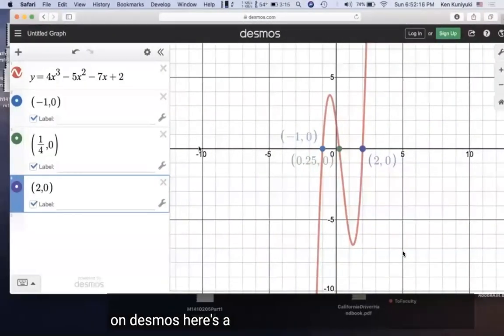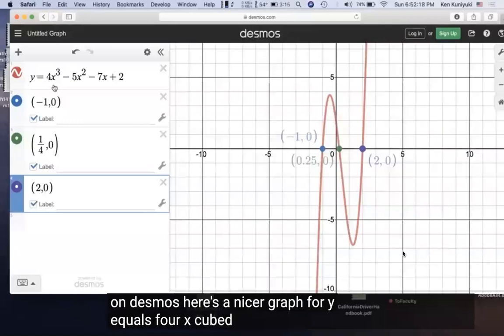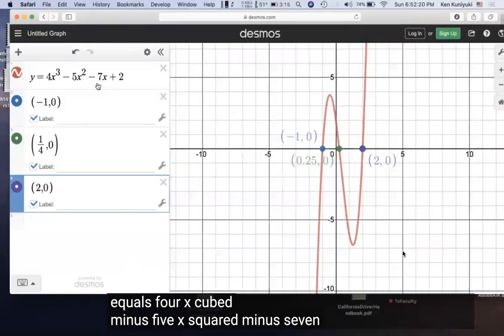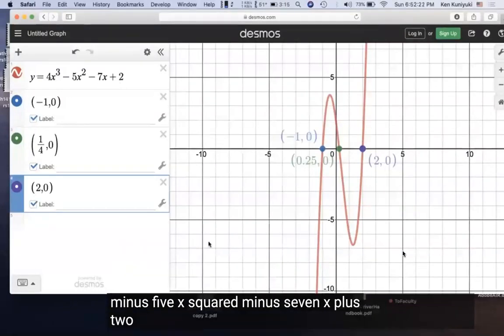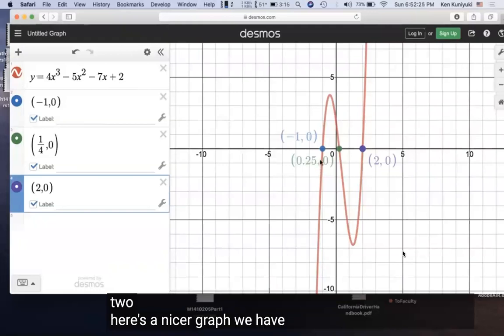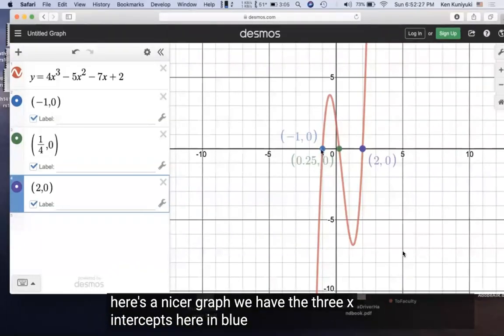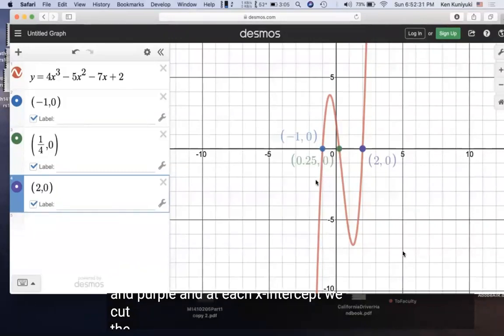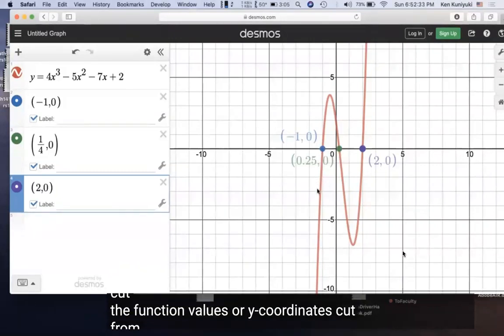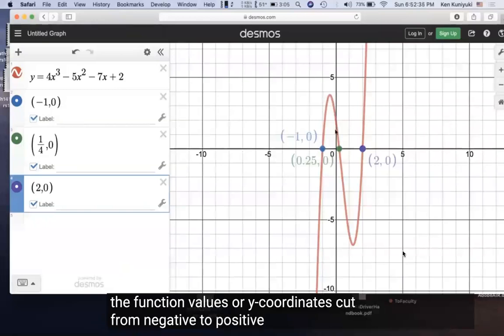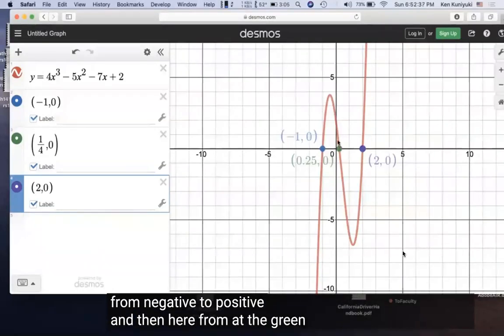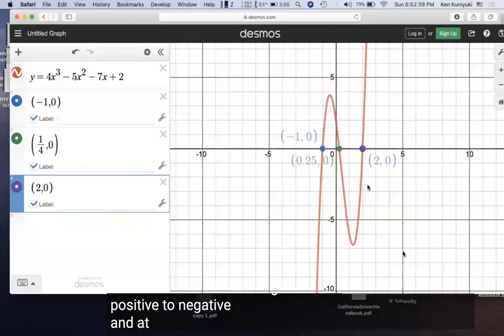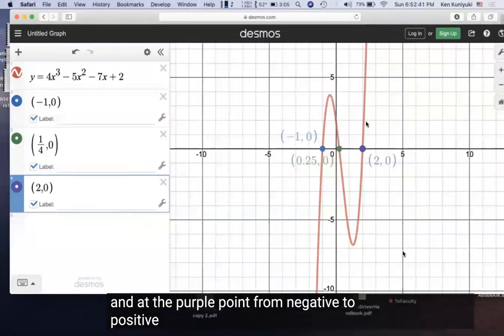On Desmos, here's a nicer graph for y equals 4x cubed minus 5x squared minus 7x plus 2. We have the 3 x-intercepts here in blue, green, and purple. And at each x-intercept, we cut. The function values, or y-coordinates, cut from negative to positive, and then here, at the green, from positive to negative, and at the purple point, from negative to positive.